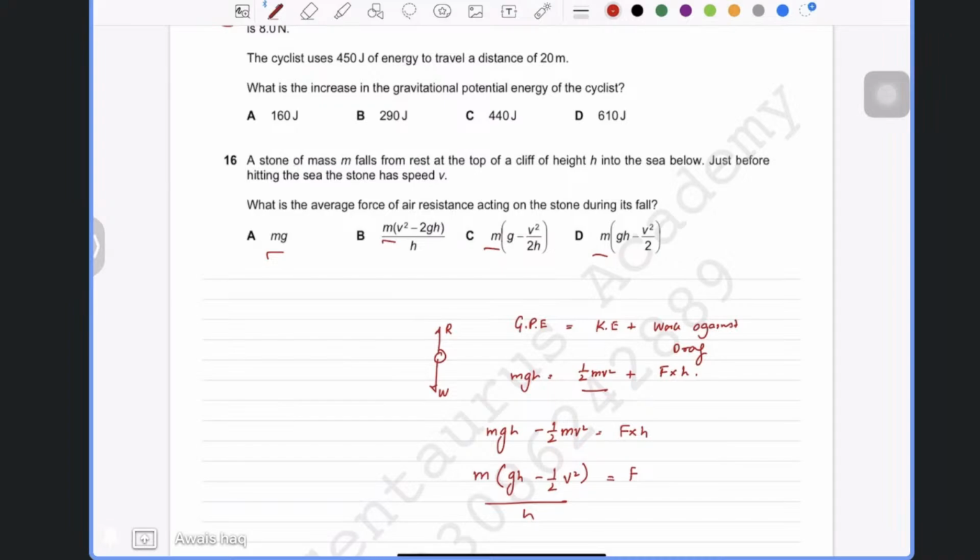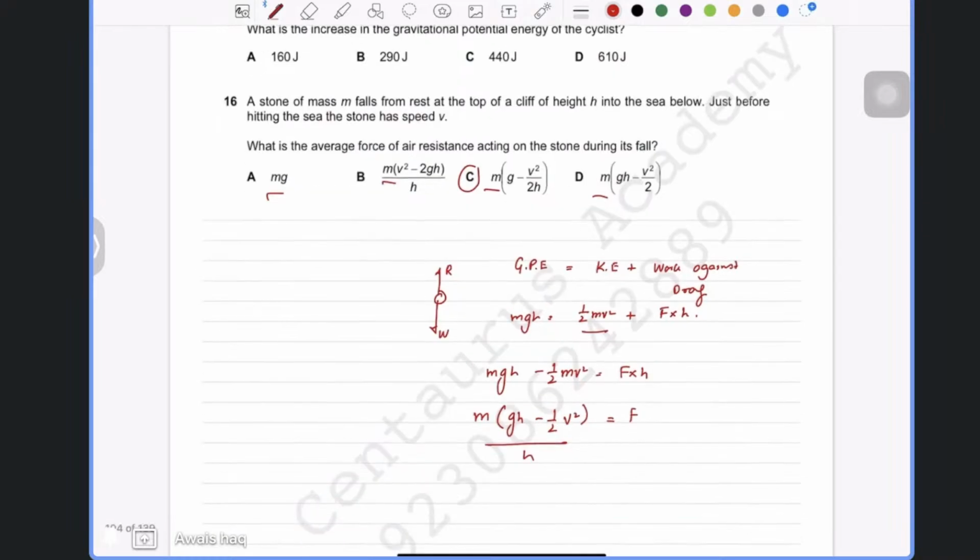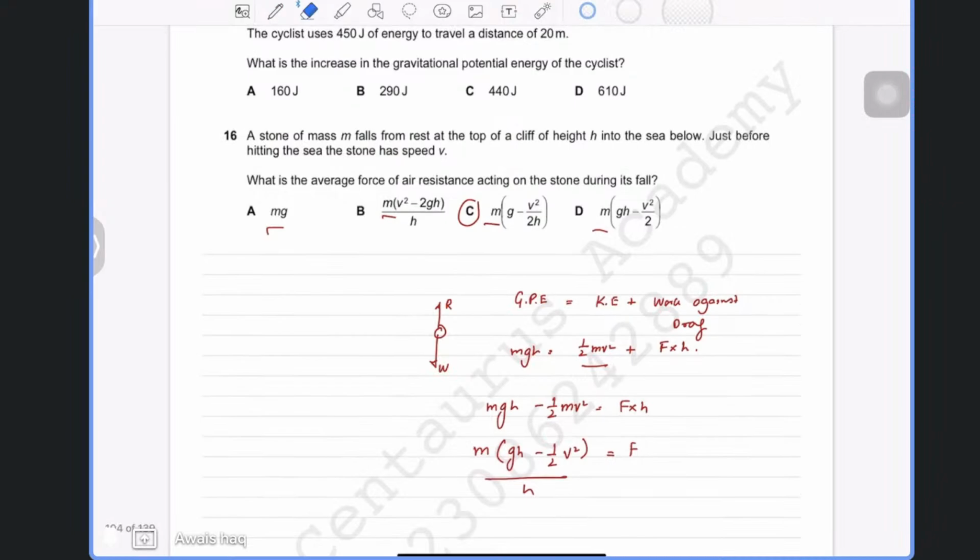Seems like the answer is this one, because if you divide h, could you please repeat it? Repeat from here, from here.